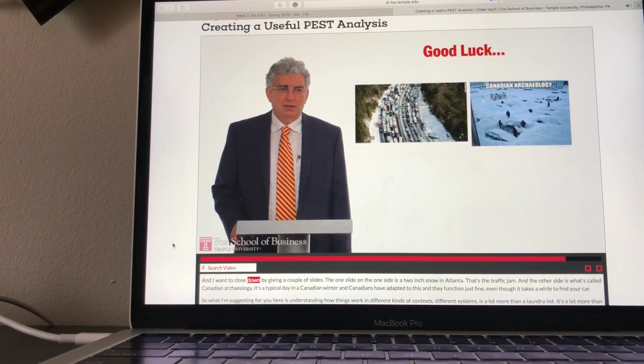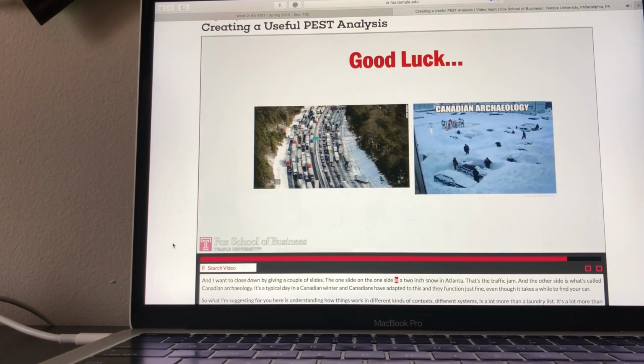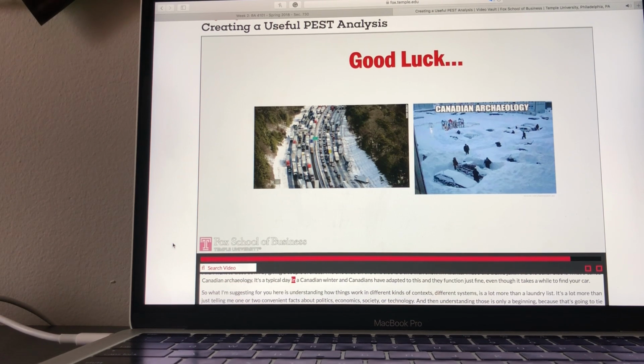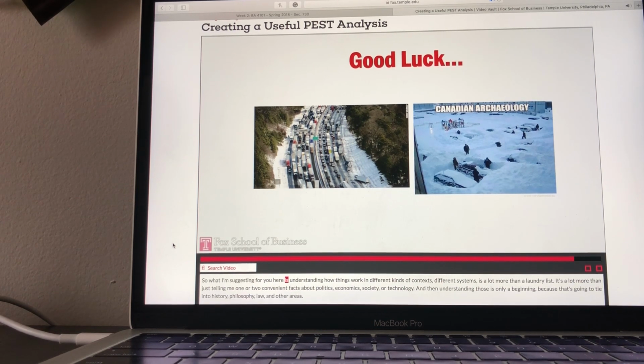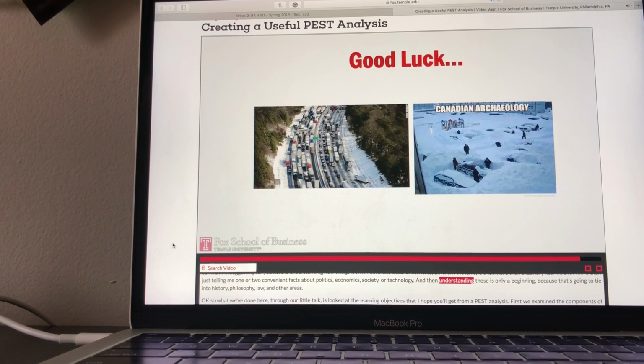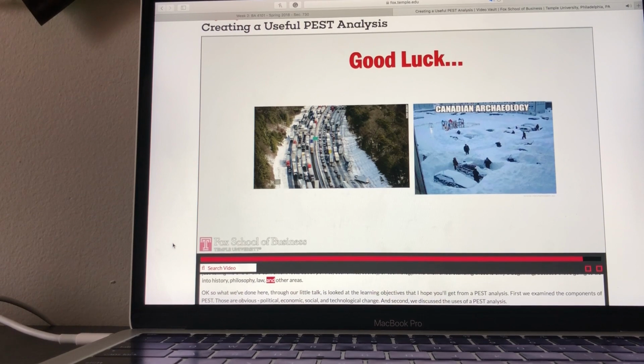And I want to close down by giving you a couple of slides. The one slide on the one side is the 2-inch snow in Atlanta. That's the traffic jam. And the other slide is what's called Canadian archaeology. It's a typical day in a Canadian winter, and Canadians have adapted to this. They function just fine, even though it takes a while to find your car. So what I'm suggesting for you here is that understanding how things work in different contexts, different systems, is a lot more than a laundry list. It's a lot more than just telling me one or two convenient facts about politics, economics, society, or technology. And then understanding those is only a beginning, because that's going to tie into history, philosophy, law, and other areas.